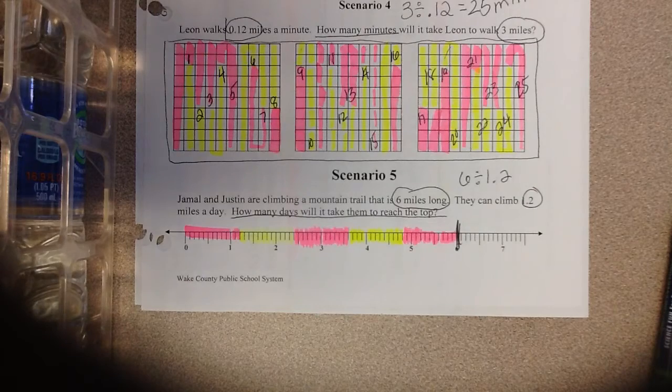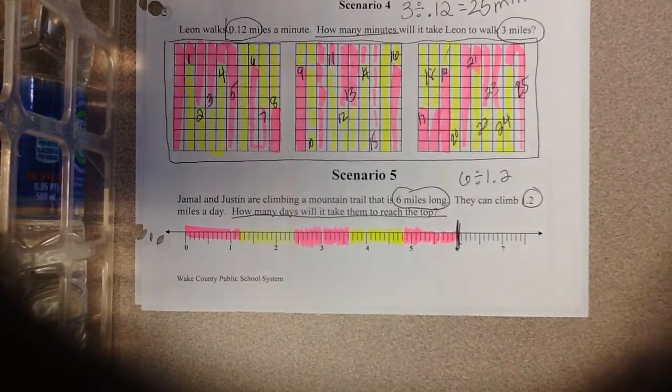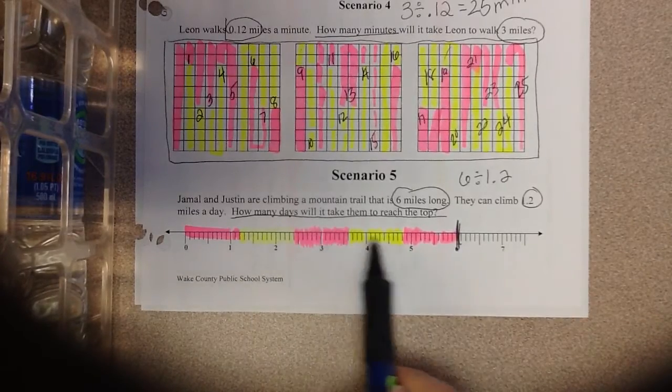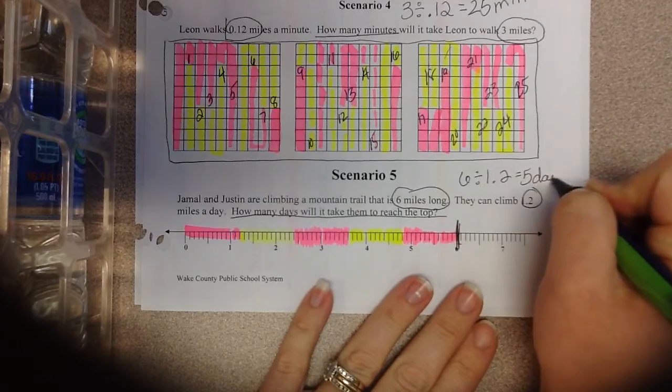So number lines, while this seemed a little confusing when I was counting, I got a little mixed up there. Number lines seem easier, and I also have less of them. It's going to be a little easier to do. So I have 1, 2, 3, 4, 5 groups. So it will take 5 days.